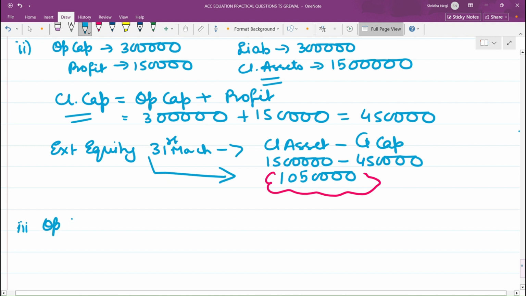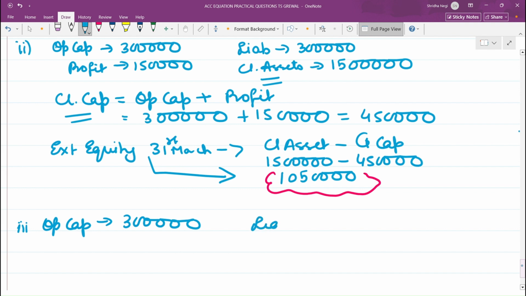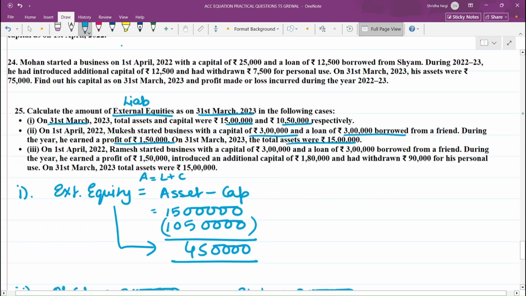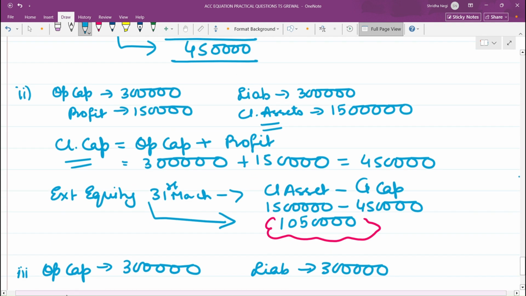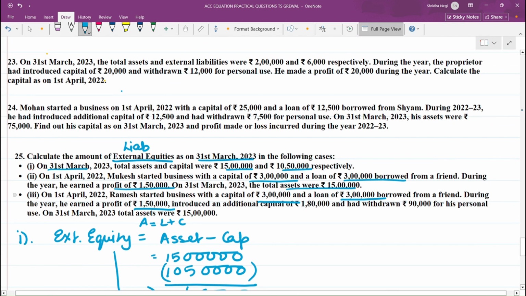So your opening capital here is Ramesh's 3 lakh, and since it is a loan, the liability is 3 lakh. Okay. During the year he earned a profit of 1,50,000, so your profit is 1,50,000. And what else? He introduced an additional capital of 1,80,000 and withdrew 90,000 for his personal use. So there is additional capital and also drawings.